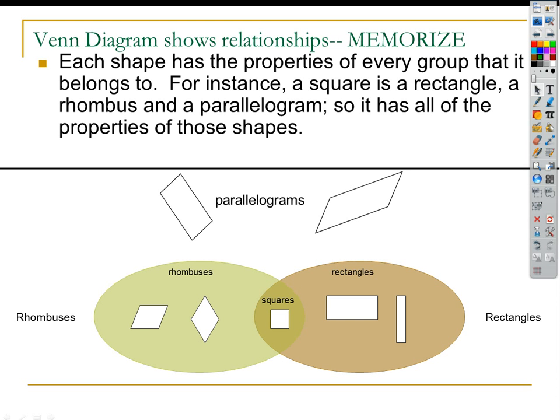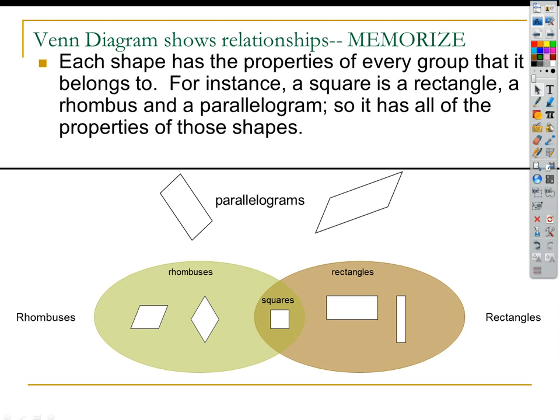They can be classified as both. Yeah, it is both at the same time. So you could say that the set of squares, look at this little set of squares here in the middle that's that slightly different shade of green. That set of squares is the intersection of the set of rhombuses and the set of rectangles, isn't it? It's where they overlap, right?